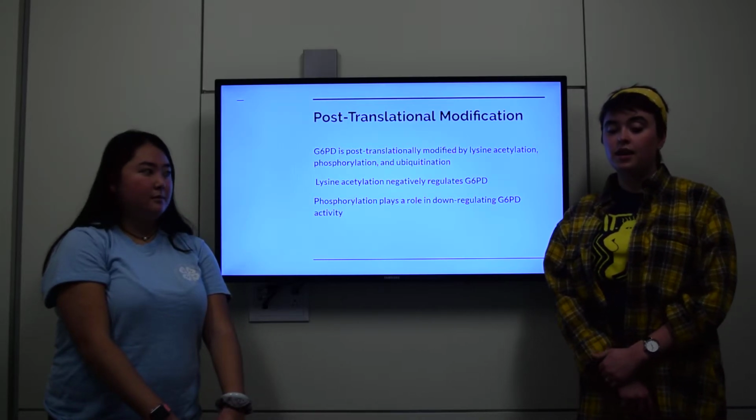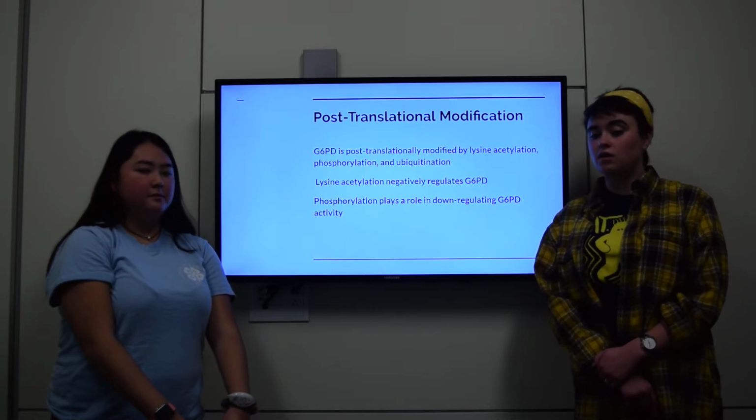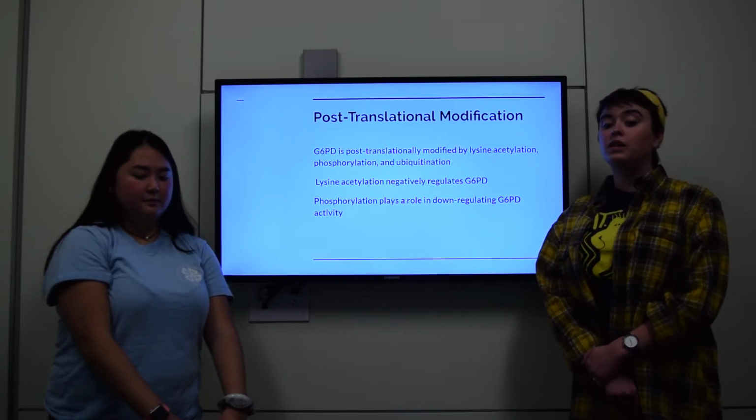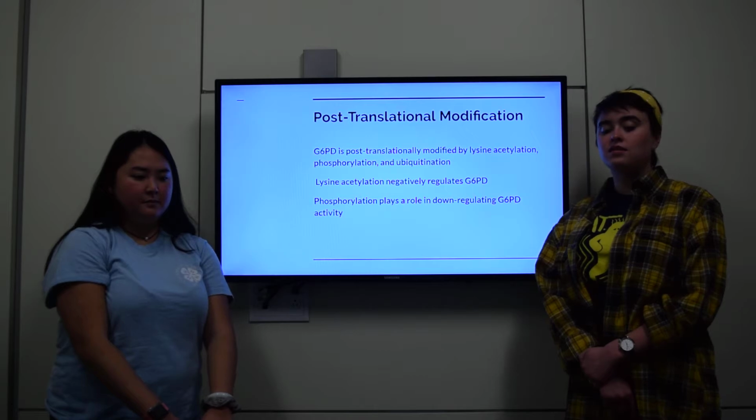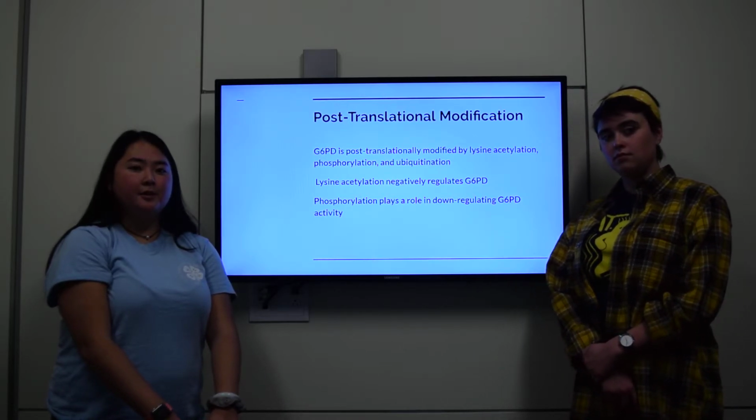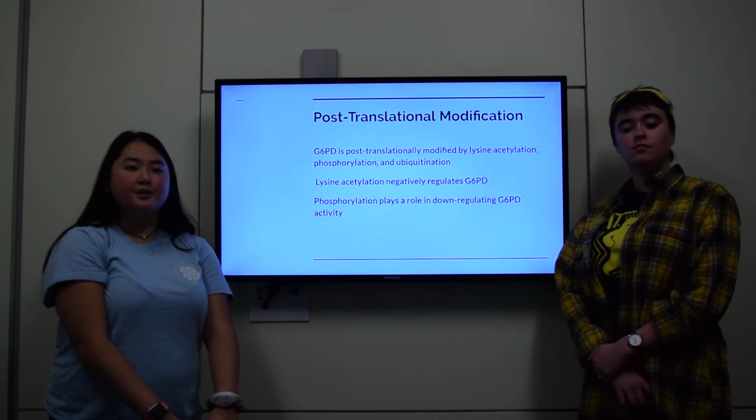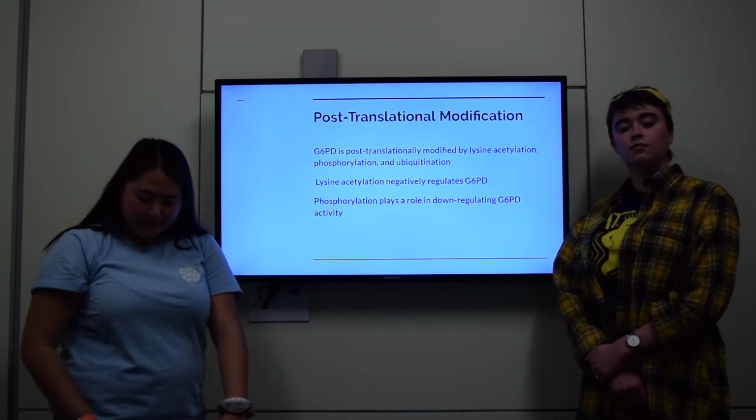Lysine acetylation negatively regulates G6PD by inhibiting the formation of active dimers, therefore having a complete loss of activity and sensitizing cells to oxidative stress. Another form of post-translational modification is phosphorylation, which downregulates G6PD activity.